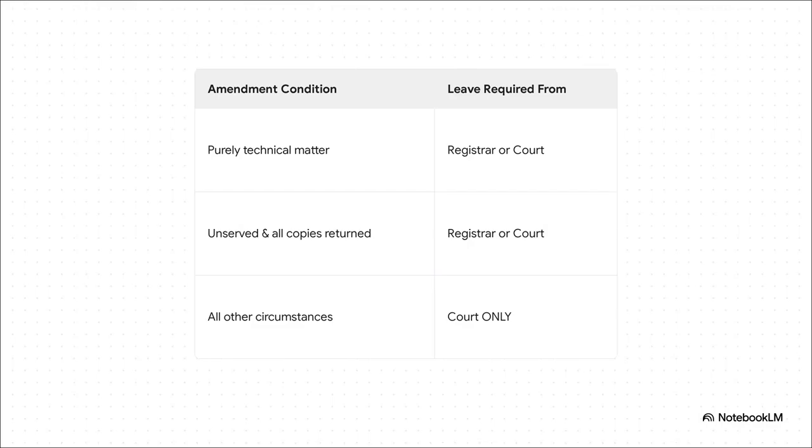And the rule even gets specific about who you need to get leave from. Look, if it's something really minor, a pure technicality like a typo, you can go to either the registrar or the court. Same thing if you haven't served it yet and you've got all the copies back. But for anything else, any real substantive change to a document that's already out there, you have to go to the court, a judge. No shortcuts.